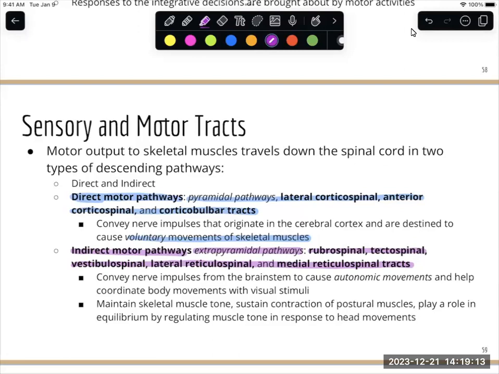And a lot of this is carrying these indirect, autonomic movements, but they also help coordinate your body movements with what you're visually seeing. So you see something in front of you that you need to go around. So it plans out and sends that information so you can step and walk around something you're seeing. It also helps to maintain your muscle tone. Postural muscles, equilibrium.